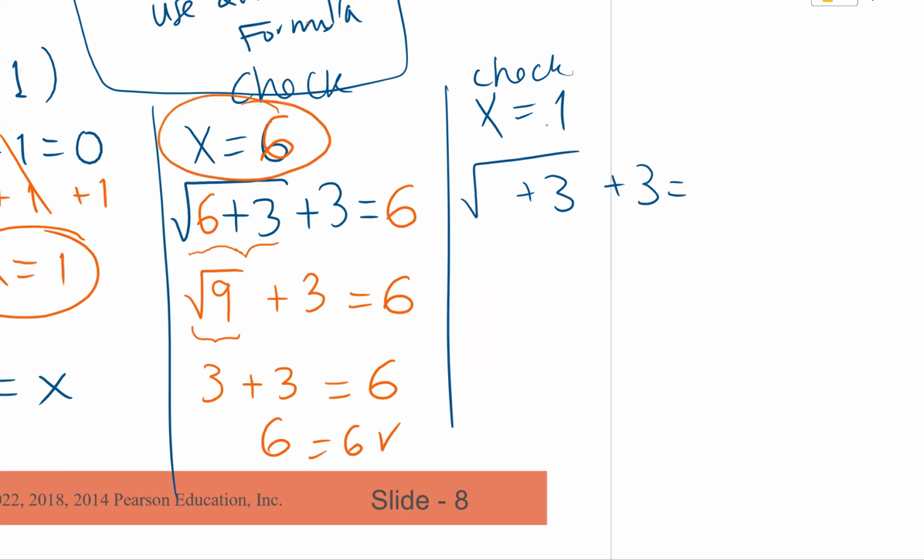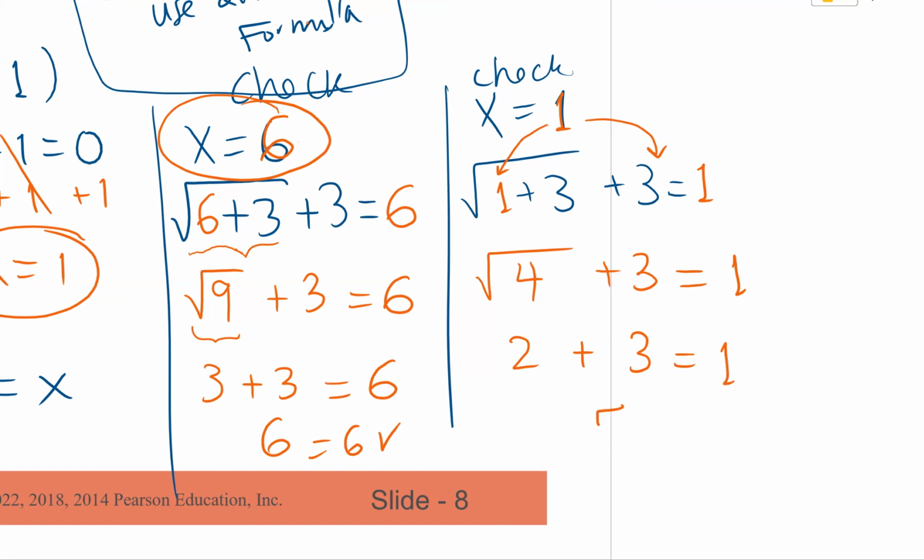Let's try to throw a 1 in there. That's my other proposed solution, a 1, because there was an x on both sides. On the left side, 1 plus 3 is 4. So I'm thinking about the square root of 4 plus 3 equals 1. The square root of 4 is 2. 2 plus 3 is not equal to 1. 2 plus 3 is 5. That's a no, so I have to throw this solution out.